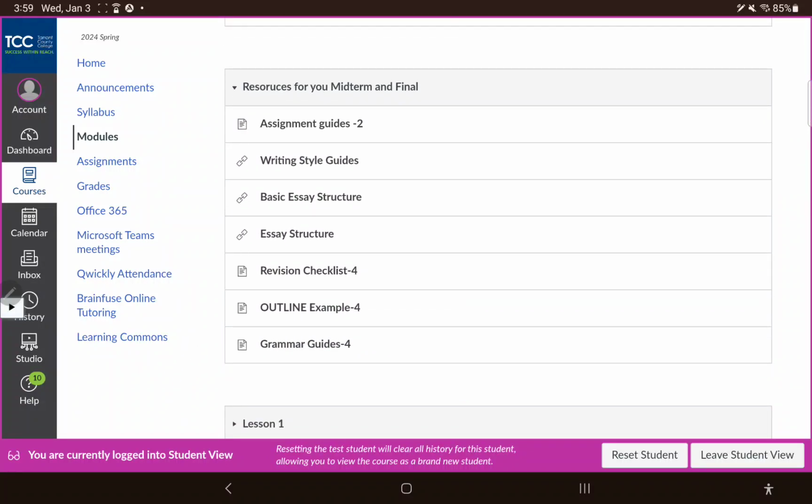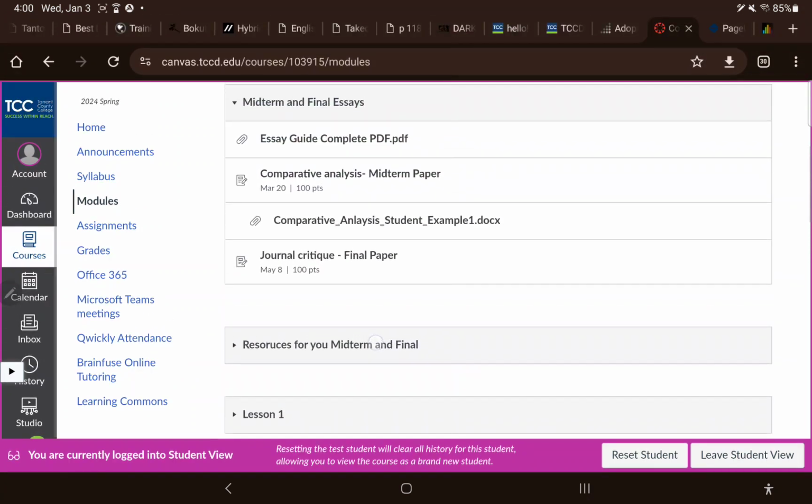By all means, look through those. They show you basic essay structures and grammar guides and things along those lines. So if you're having grammatical errors or issues like that, you can catch those, though using Grammarly will very much help you. I also give you an example that you can take a look at.